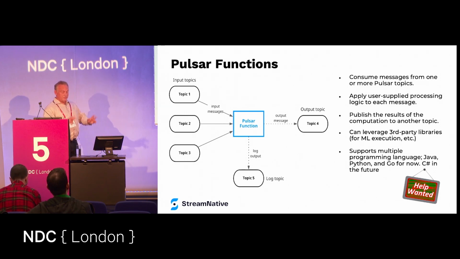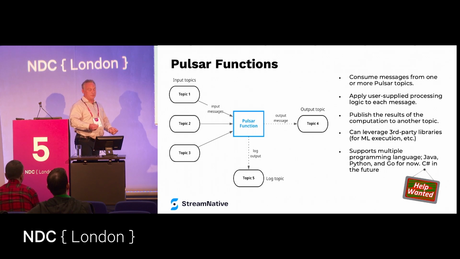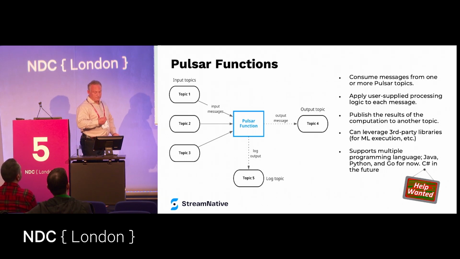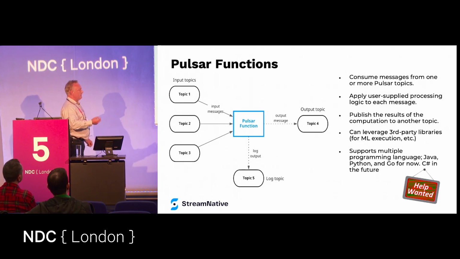As a hint for the ML execution, that's exactly what we leverage, right? So if you want to have any sort of Java third-party library, or pandas if you're using Python, as I mentioned here, there are multiple programming languages currently supported. Java, Python, and Go are supported. C# is in the future.